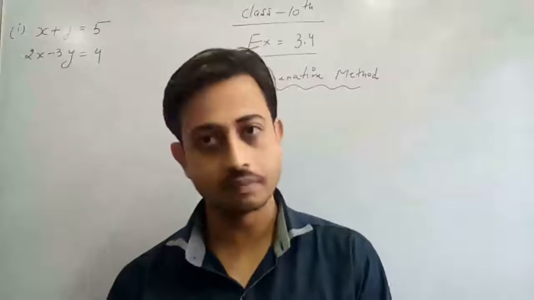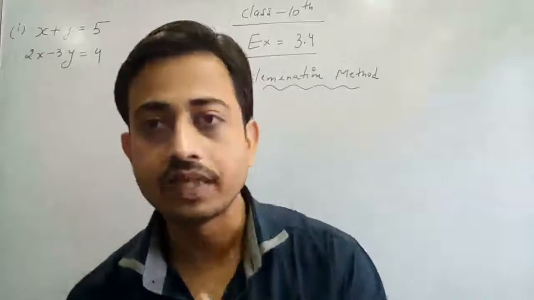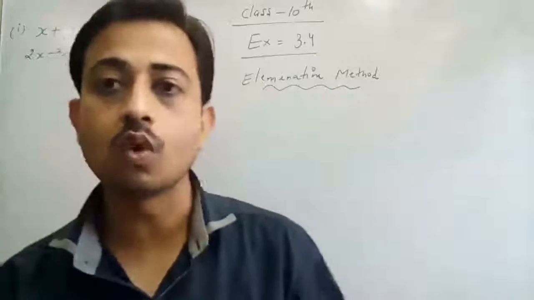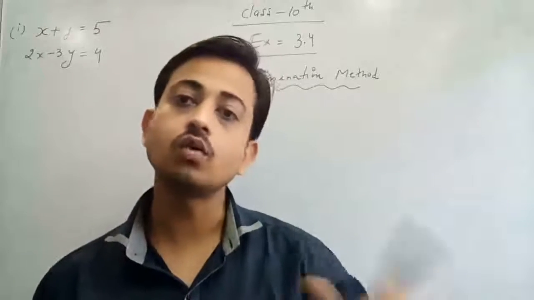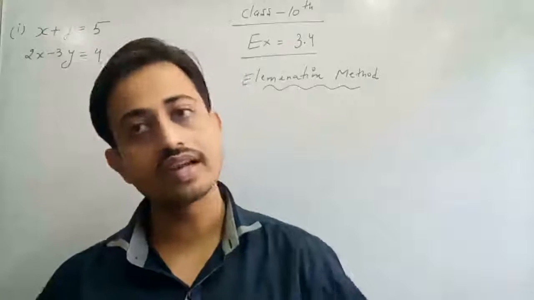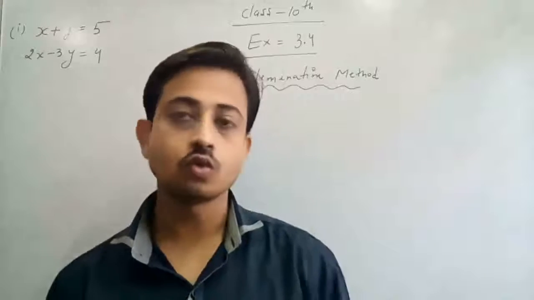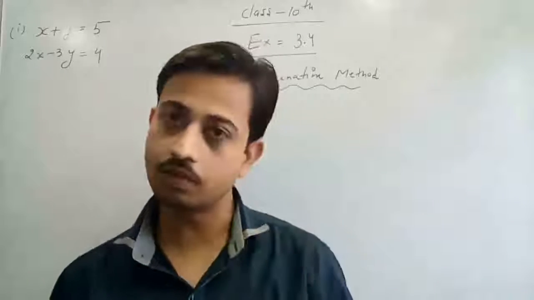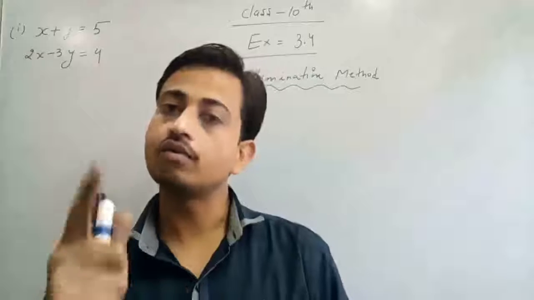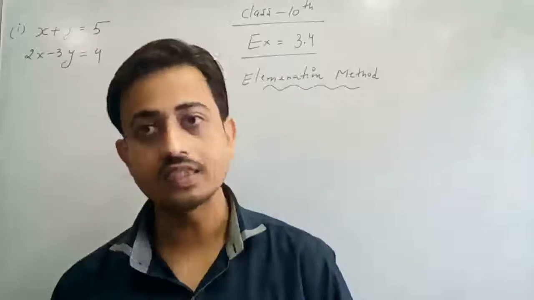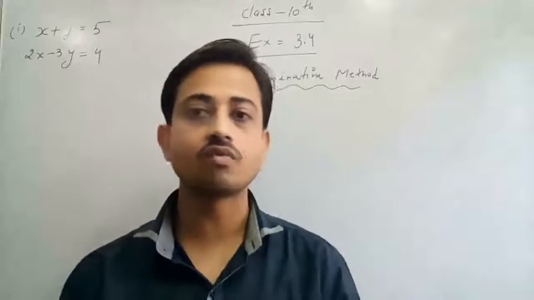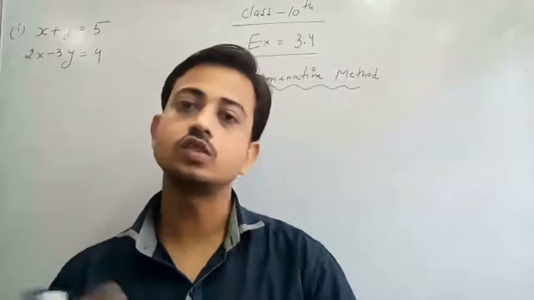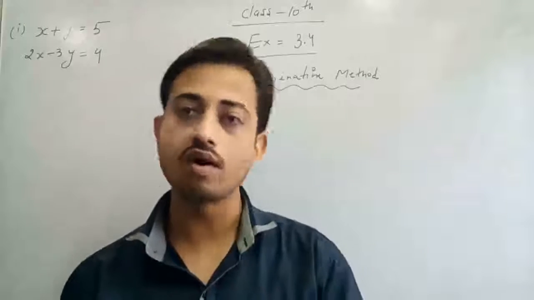Now we have to do another method. The method is very simple. The name of the method is called the elimination method. As its name suggests, eliminate, it means we have to eliminate one variable so that we get an equation in terms of the other variable, which can be easily solved to get the value of the next variable. So what we have to do? We have to eliminate one variable. It's your choice. You can eliminate either of the variables because in a pair of linear equations you get two variables.